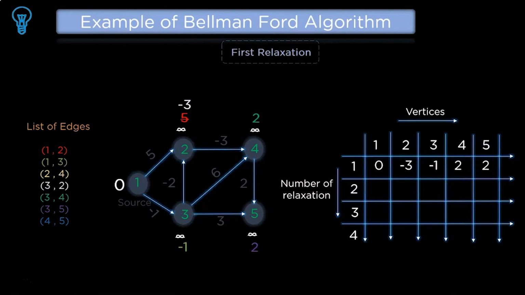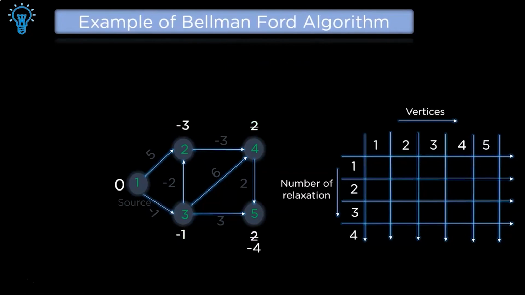From the 1 to 2 edge, the cost will be 0 plus 5, which is equal to 5, which is less than infinity. So we will replace it with 5. From the 1 to 3 edge, the cost will be 0 plus minus 1, which is also less than infinity. So that will be replaced by minus 1. Now from the 2 to 4 edge, we have the weight as minus 3. So the cost will be 5 plus minus 3, which is equal to 2. And 2 is less than infinity. So we will replace it with 2.